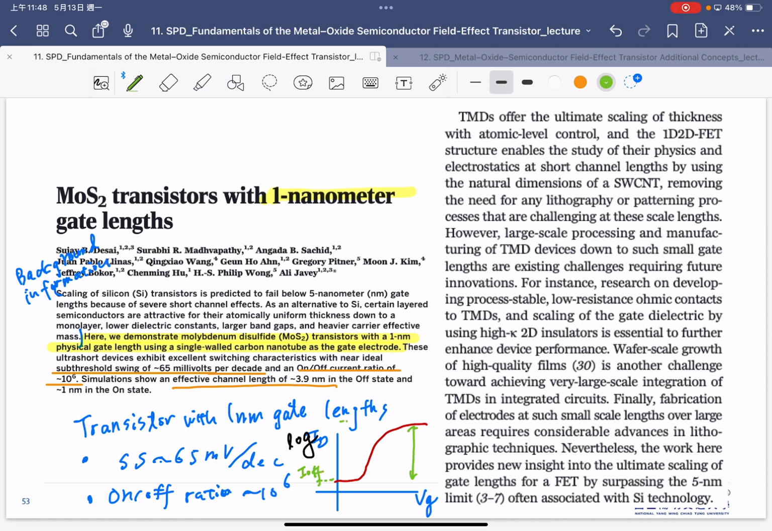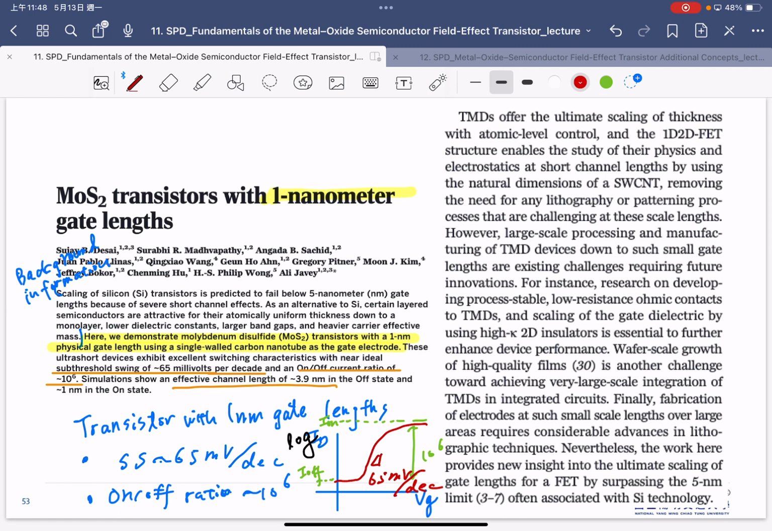This is on. So the ratio between off and on is 10⁶. And also the subthreshold swing is 65 millivolt per decade. So that's actually the main point for this literature.